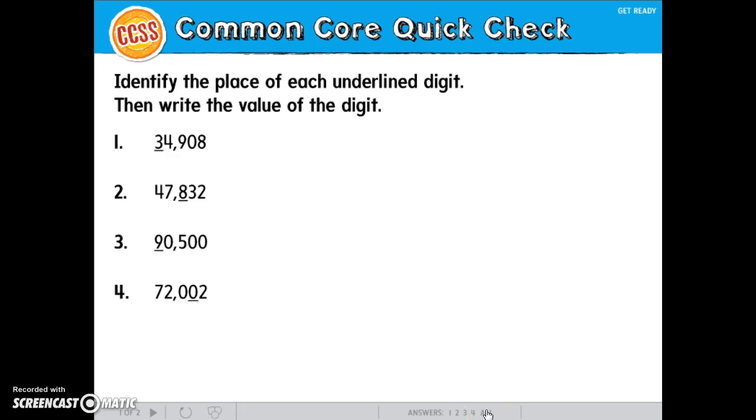5, 4, 3, 2, 1. Here we go. Hopefully your answers match up. And we are ready for the next set.